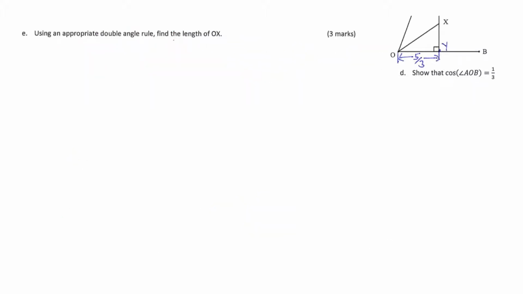Now this was a question not too dissimilar to what we've done in class. So I thought I'd take a snippet of that little diagram. Use an appropriate double angle rule for the length OX. Now we know that OX bisects the two. So if we know cos of 2 theta is equal to 1/3, we need to find out what cos of theta is. Why? Because we already know the adjacent side length in that triangle is the scalar resolute we calculated previously, 5/3.